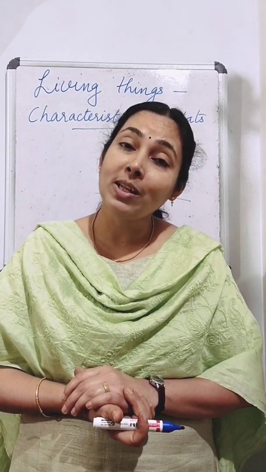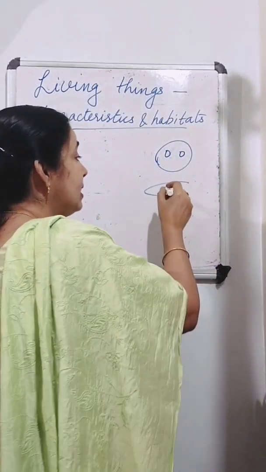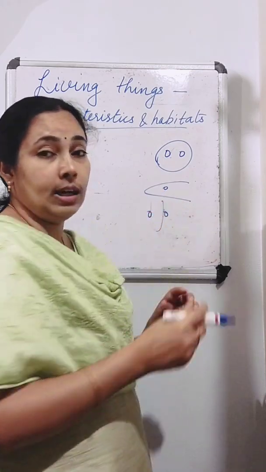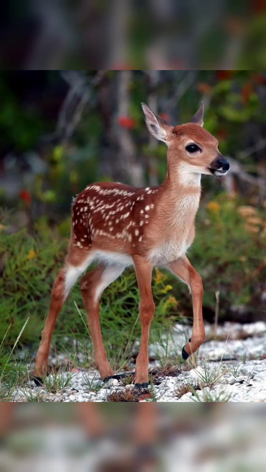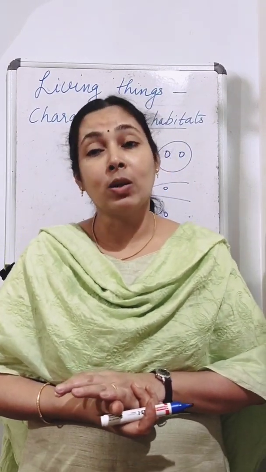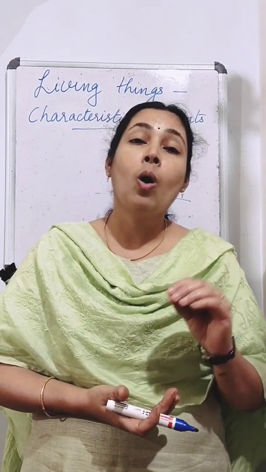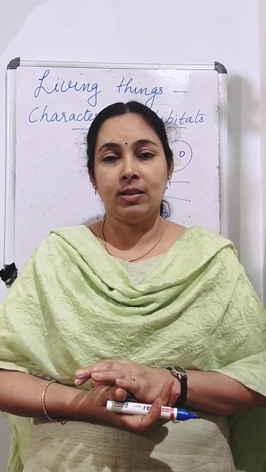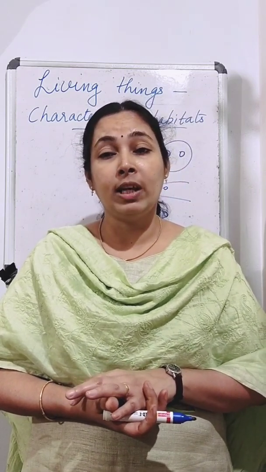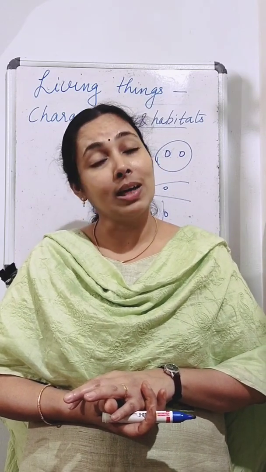Okay. Then what about its eyes? Its eyes are not located in the front. Its eyes are located on the sides of its head. So what is the advantage of it? The eyes on the side of its head allow it to look in all directions for danger. Okay. And what about its speed? The speed of deer helps them to run away from the enemies. Okay.